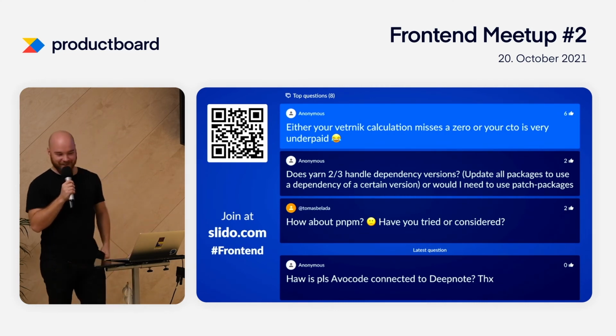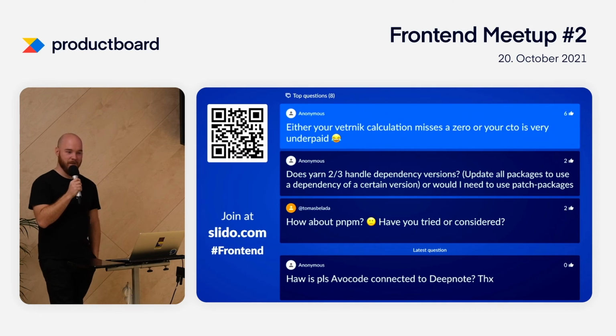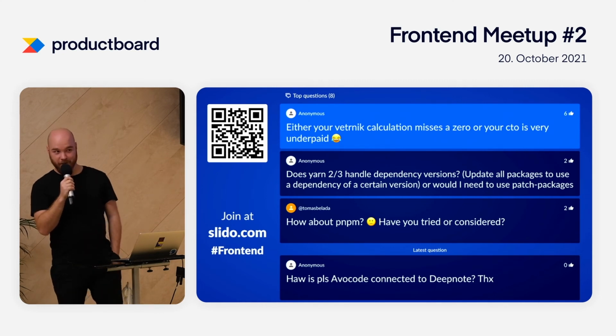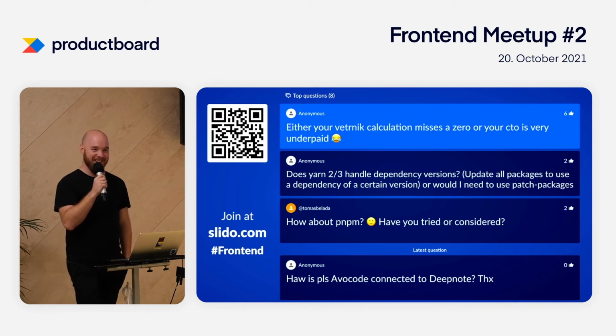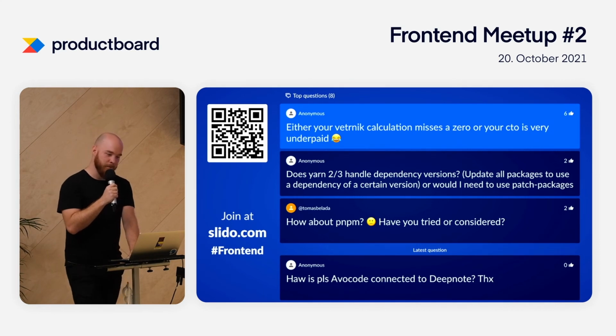Okay. Either your veteran calculation misses a 0 or your CTO is very underpaid. But we have the large veternik from Mishak. But I may have missed a 0, yeah. And I don't know how much he earns, so.